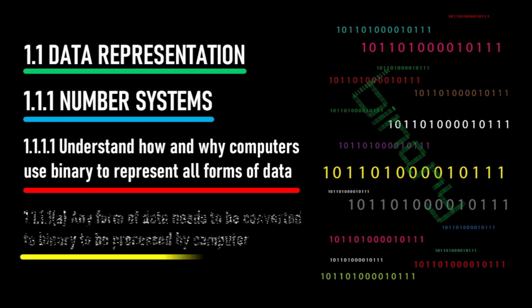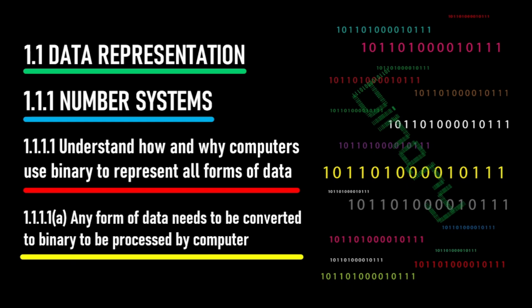The key point to remember here is any form of data needs to be converted to binary to be processed by a computer. That means that if you have any form of data, it should be in binary so that the computer can process it. And that's what we're going to be looking at, that why computers understand binary only.